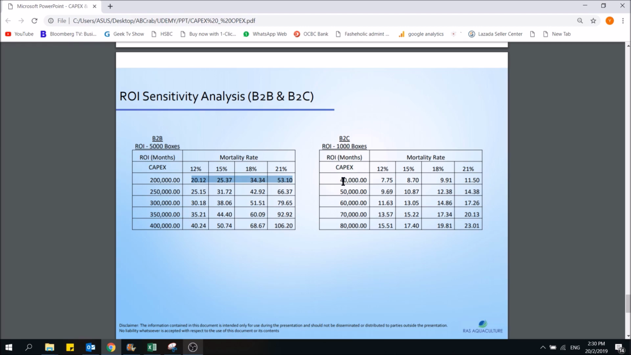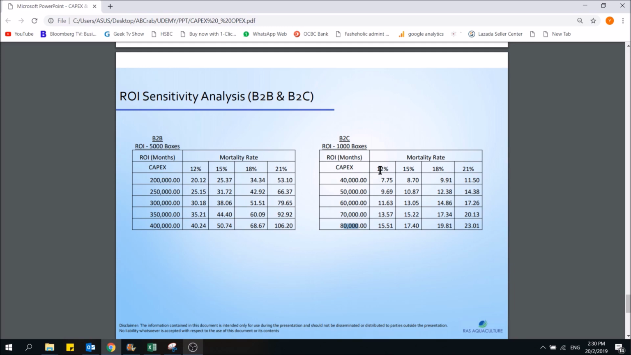So assuming the same set-up, this is also the case for the ROI for the B2C market. So assuming that you spend 40,000 on each 1,000 boxes, you'll see that having a 21% mortality, you will still need 1 year to break even, though you're serving a B2C market.